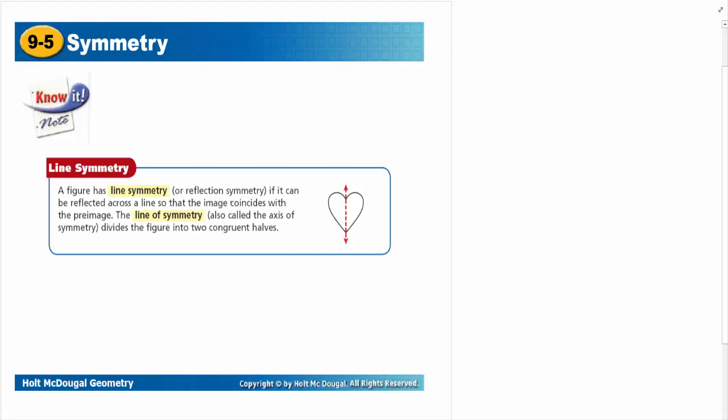The line of symmetry, also called the axis of symmetry, divides a figure into two congruent halves. So that's what I had on the rectangle, and this one's a heart. You see how, again, there's the line of symmetry. It also can be a line of reflection, and if you reflected it over that line, it would be the same figure. Okay? Again, it's a very simple concept. Just know the words and understand what they're saying. Line of symmetry. That's what I'm talking about.